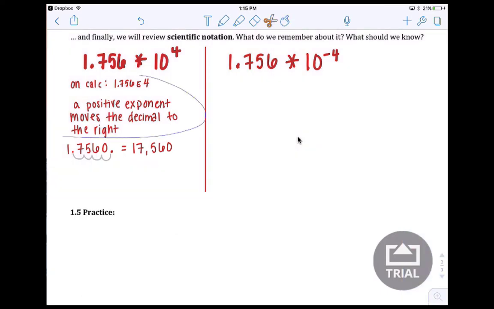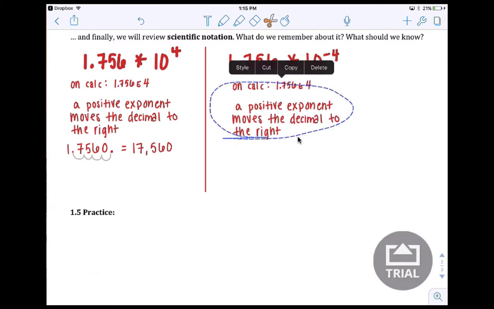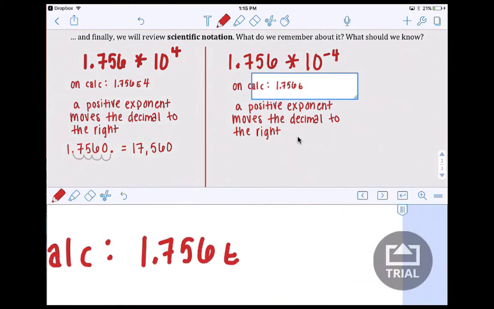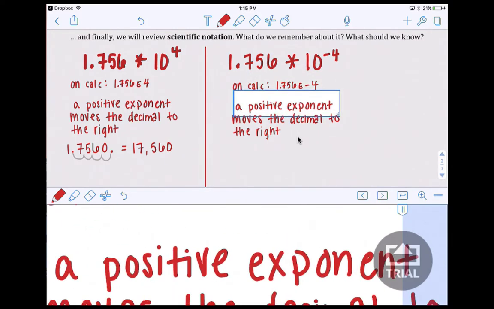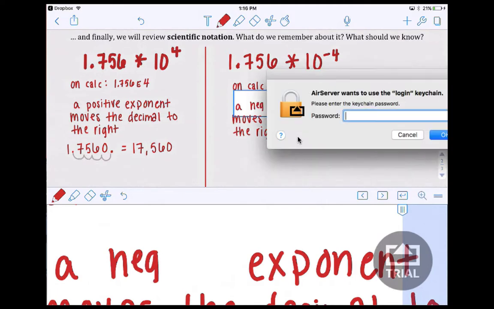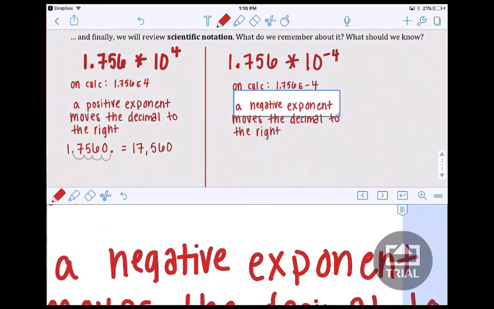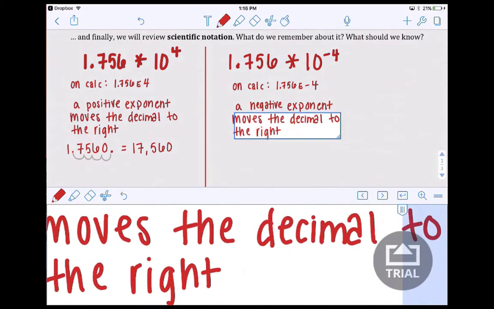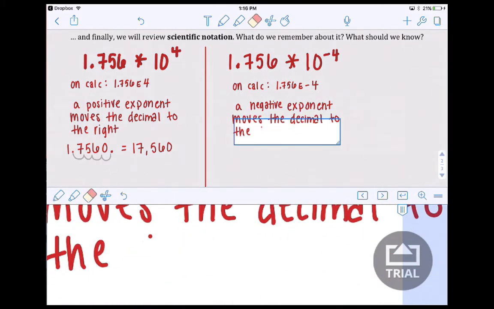Now I'm going to cheat, because I can. Don't write it exactly the same. So on your calculator for this one, you're going to see E to the negative 4, which means the negative 4 power, and a negative exponent moves the decimal to the left.